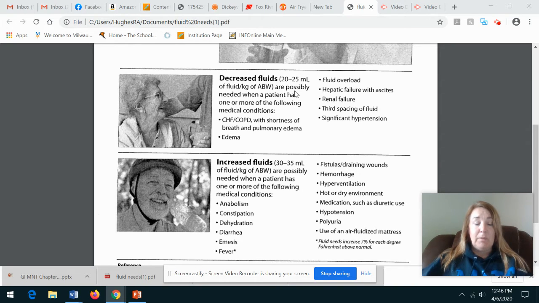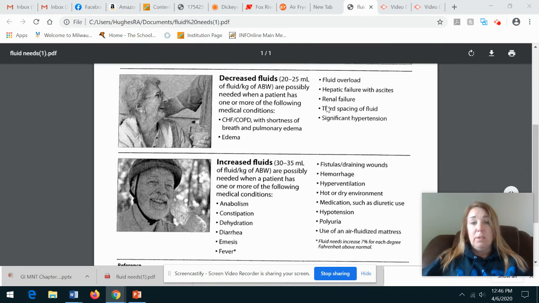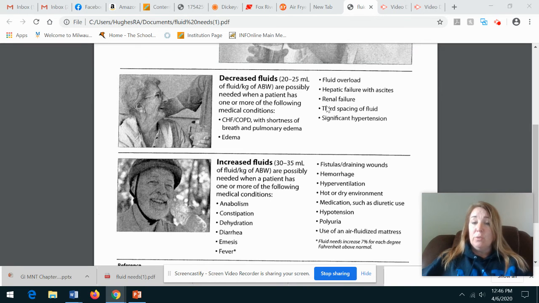Okay. Now, let's consider that this same person, chronic renal failure, 212 pounds, but that they are getting dialysis. Their fluid needs are going to still be the same. They're going to be on a decreased fluid, but we're going to increase their protein needs from 0.6 to high protein, 1.5 grams per kilogram. So you can do the math for that.